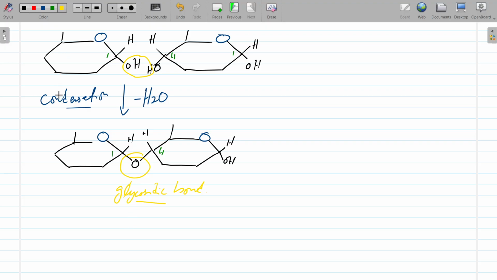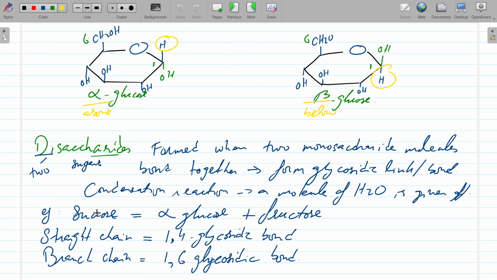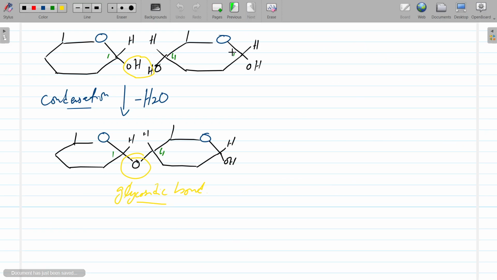So we're not going into details of what if it were, like we mentioned, sucrose, alpha glucose and fructose, how would that look? What if it were alpha glucose and beta glucose, which also happens, obviously. There's galactose as well. So we're not going into that. Also, these are two molecules of alpha glucose, as I mentioned.